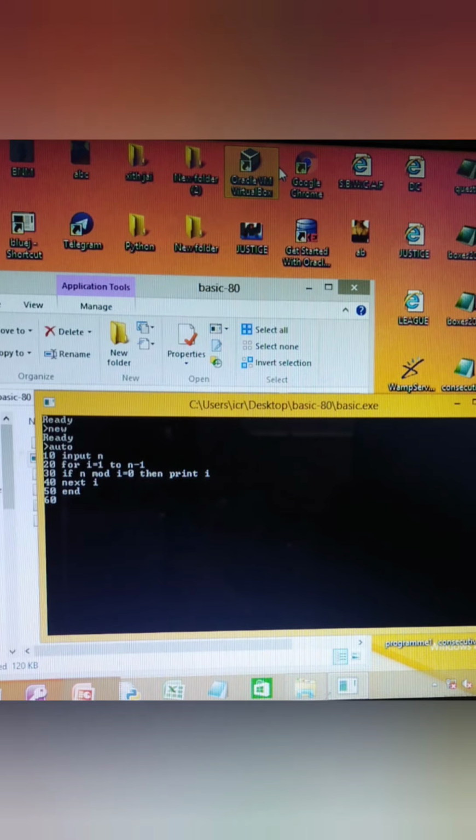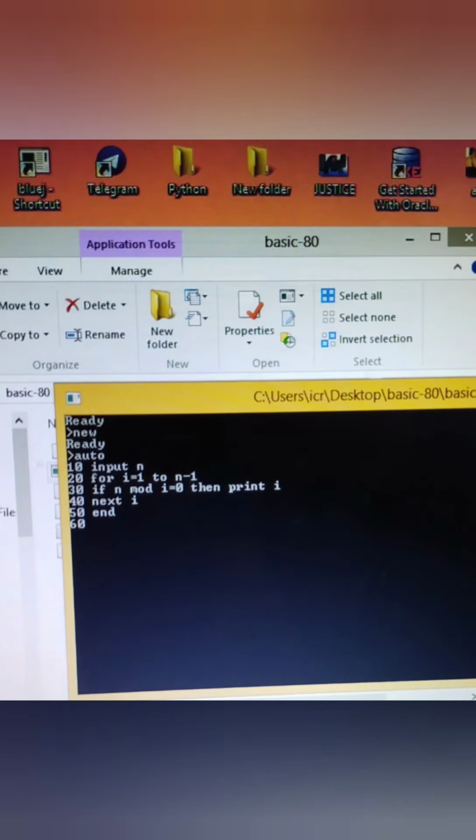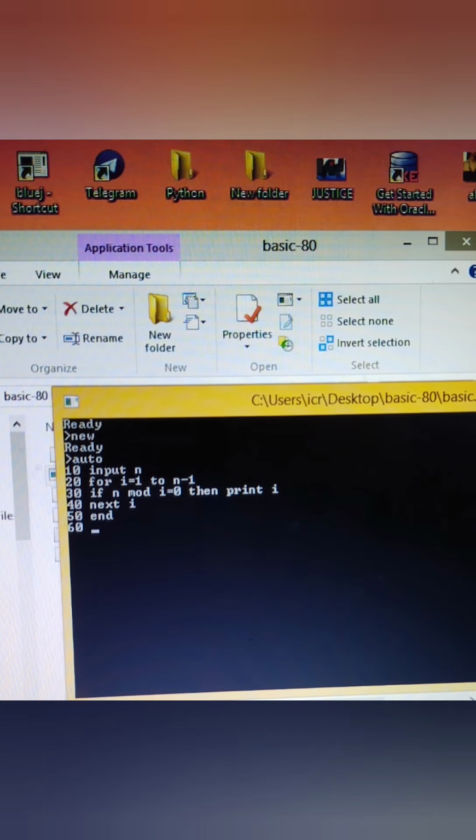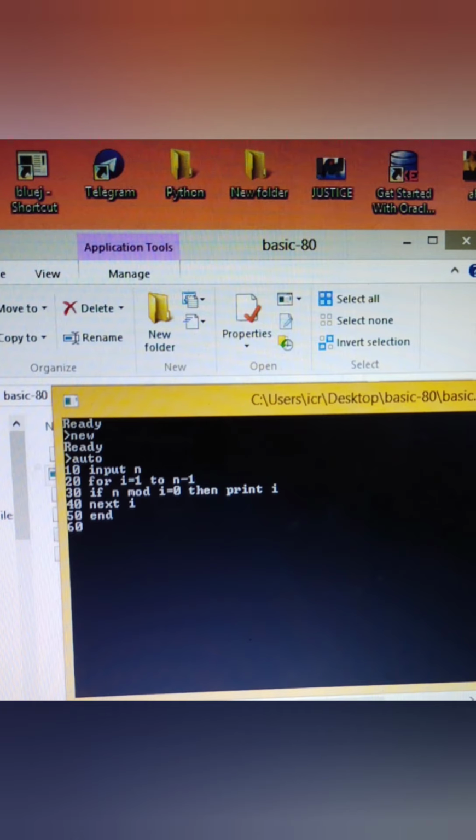So let's try to understand how this is going to take place. See, in this program we have taken input n, for I equal to 1 to n minus 1. Suppose the value of n given by the user is 6. So this loop is going to run from 1 to 5. If 6 mod I is equal to 0, yes, 6 occurs in the table of 1, so the remainder is 0. Then print I means 1 will be printed on the screen. Next I will become 2.